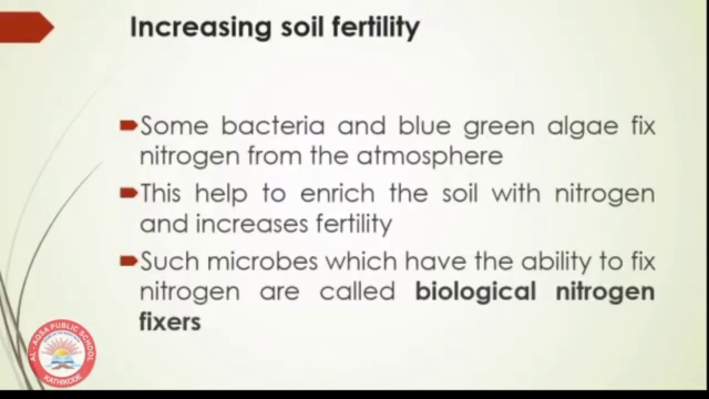Let us see how microorganisms are used for increasing soil fertility. We have already learned in the previous year that some bacteria help in fixing the atmospheric nitrogen. Now, what is the meaning of fixing atmospheric nitrogen? It means the nitrogen in the atmosphere, that is in the gaseous form, can be converted into the soluble form so that the plants can absorb it from the soil along with water.